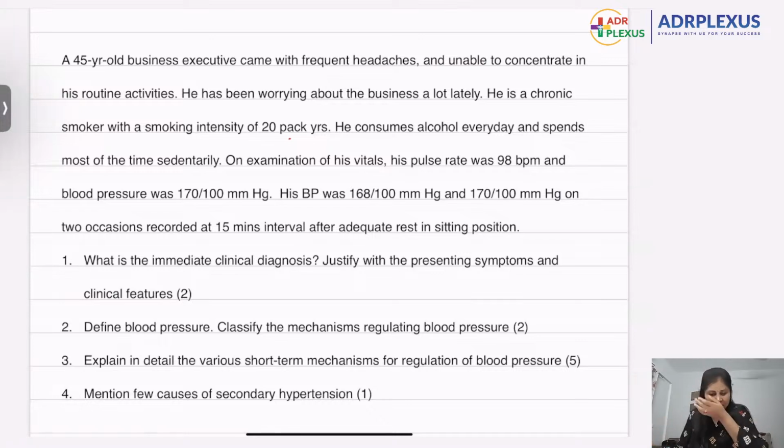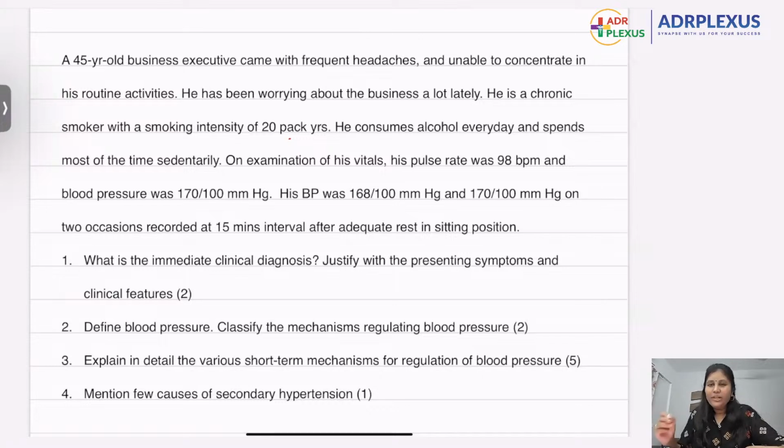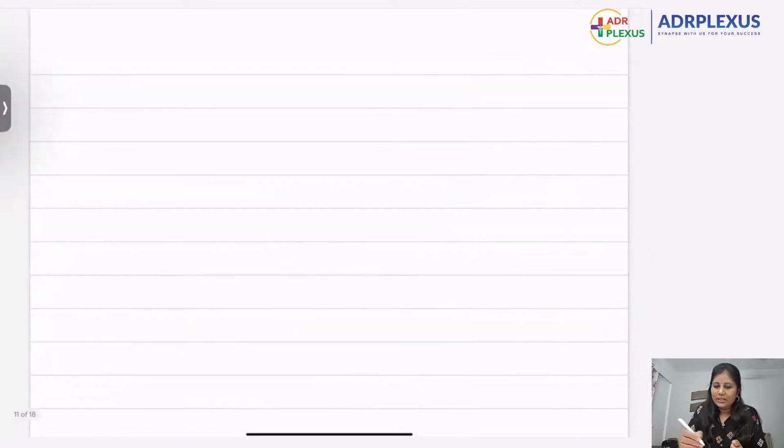What is the diagnosis, the immediate diagnosis? Can you make out? Yes, very good. It's hypertension. Primary or secondary? It's quite simple. It is primary. Very good. Here they have asked what is the immediate diagnosis. The immediate clinical diagnosis we could make out here is that he is having hypertension, primary hypertension. Now we have to justify the presenting symptoms and clinical features, so let us take the answers.